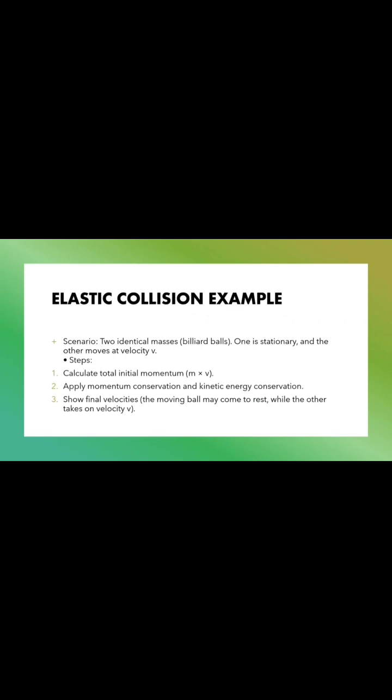Now for the elastic collision example. Let's imagine two identical billiard balls. One moves at velocity v and collides head-on with another that's stationary. Because both momentum and kinetic energy are conserved, we can show mathematically that the moving ball transfers its velocity to the initially stationary ball and then comes to rest. This is a classic demonstration of a perfectly elastic collision between objects of equal mass.